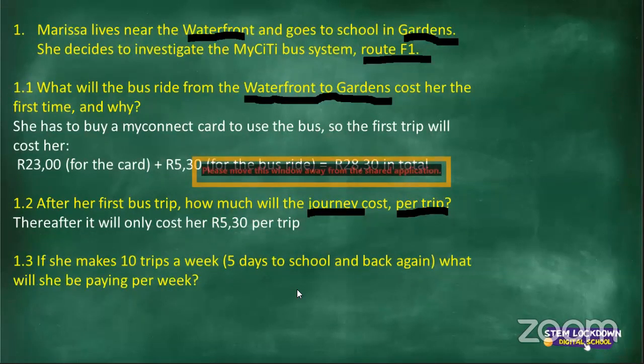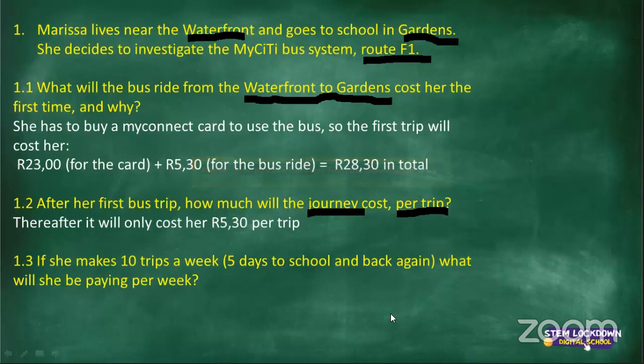So if she makes 10 trips a week, which is 5 days to school and back, that's what it means. Monday to Friday, she's going to school. So that means it's a total of 10 trips because in the morning she goes, in the afternoons she comes back. So it's 5 trips in the morning, 5 trips in the afternoons. What will she be paying per week?